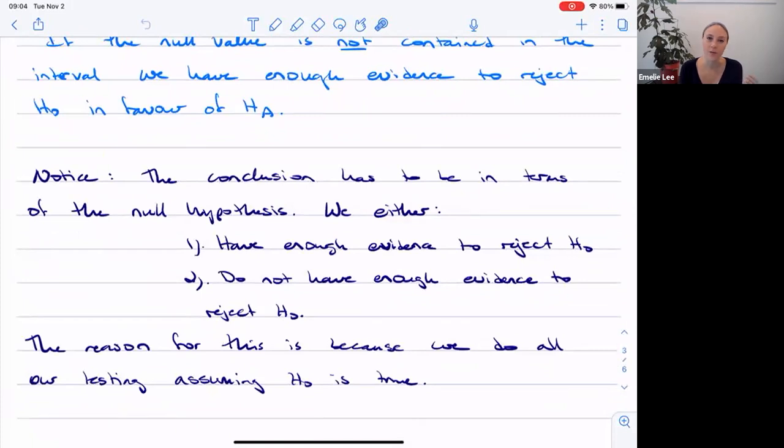And so the first part is checking whether the null value is inside the interval or outside the interval. Then we can draw our conclusion in terms of the null hypothesis. And so there are really only 2 options here. We either have enough evidence to reject H naught, or we do not have enough evidence to reject H naught. Okay, and so we do all our testing assuming the null hypothesis is true. So that's why our conclusion has to be in terms of the null hypothesis.